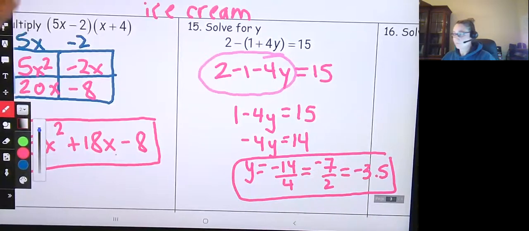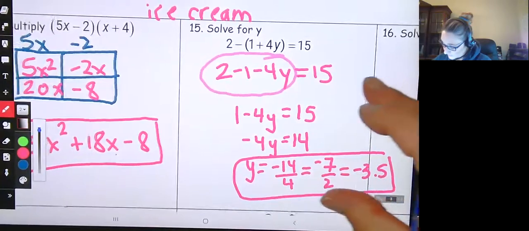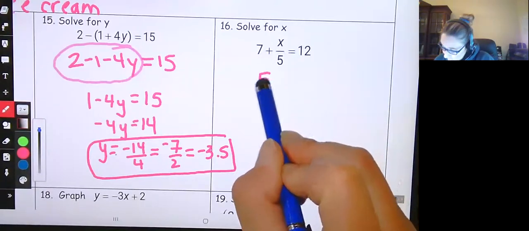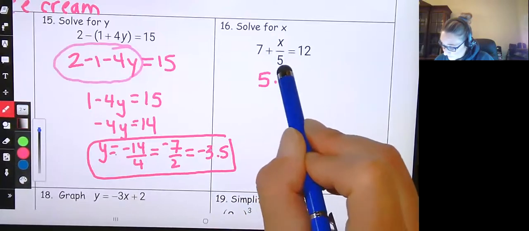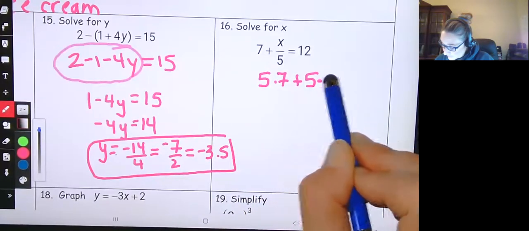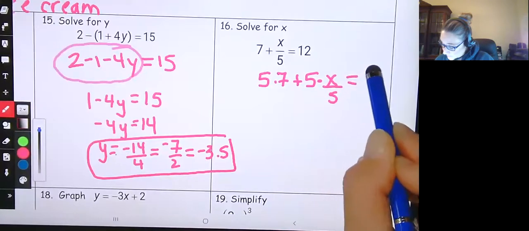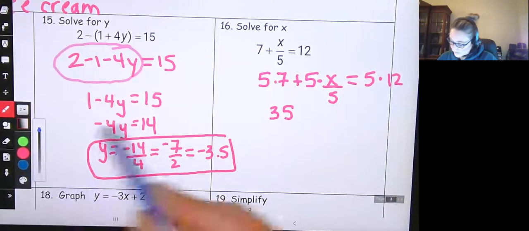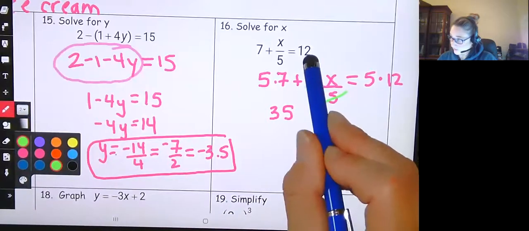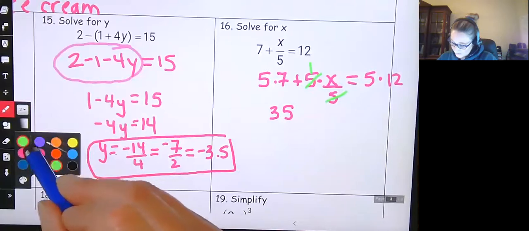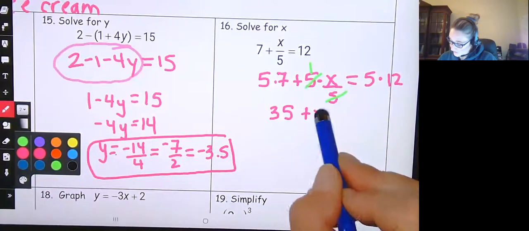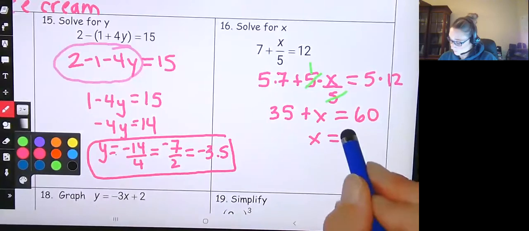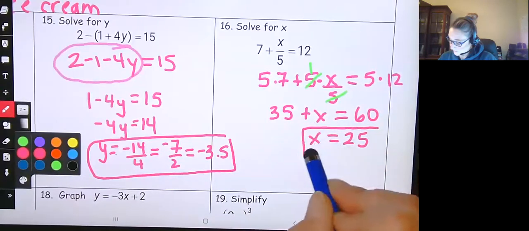Okay. 16. So here I'm going to clear the fraction. I'm going to multiply everything by 5 to get rid of that 5 on the bottom. So 5 times 7 plus 5 times x over 5 equals 5 times 12. Multiplied everything by 5, this is going to be a 35. Here, this 5 and 5 are going to cancel, leaving me with a 1, and that's going to be 1 times x, so that's going to be an x. And on the other side, I get 60. So I'm going to minus 35 from both sides, which is going to give me a 25, and that's my answer.